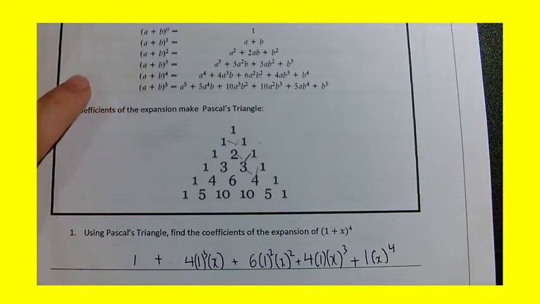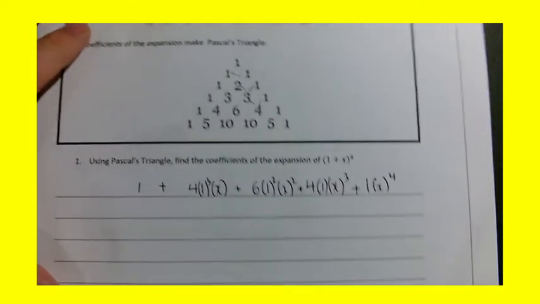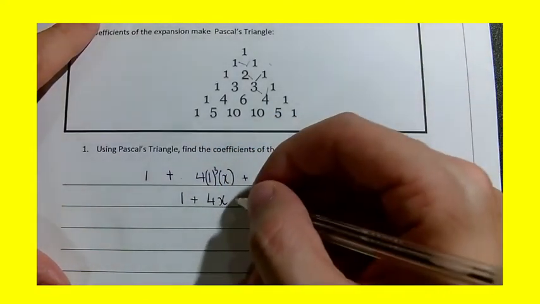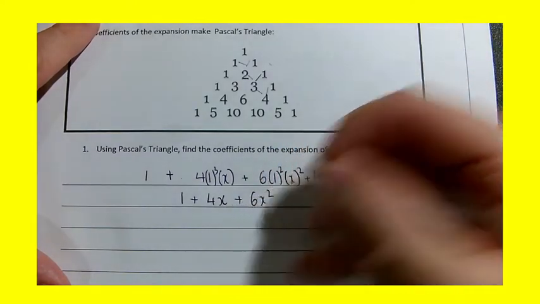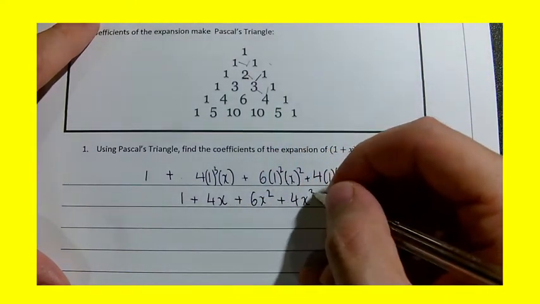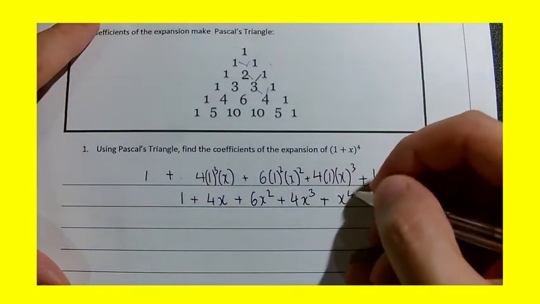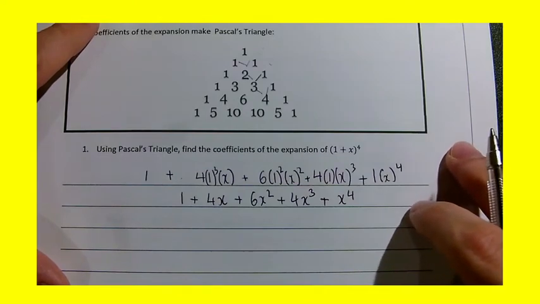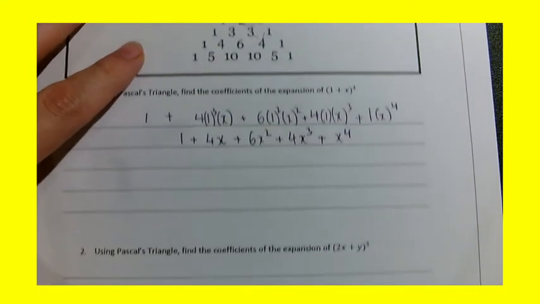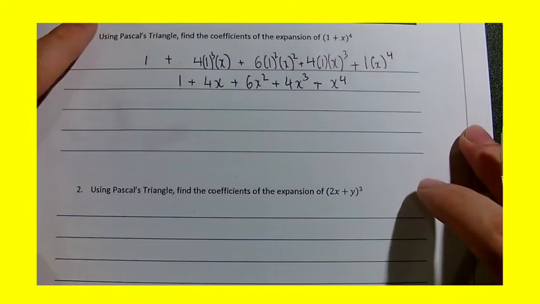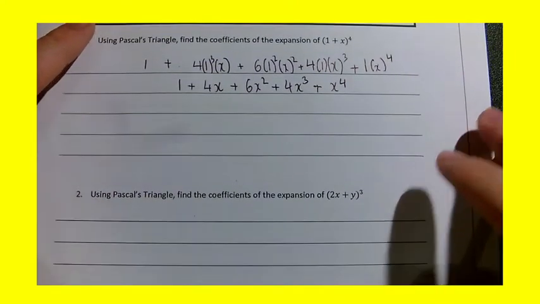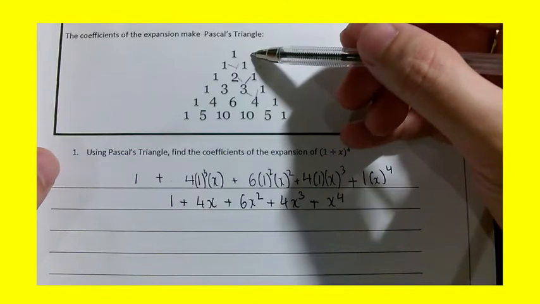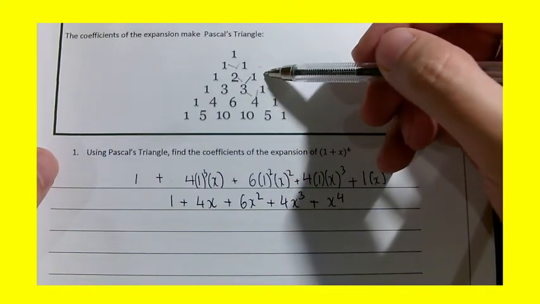Now if I were to simplify this a bit more, I'll get 1 plus 4x plus 6x squared plus 4x cubed plus x to the power 4. And that is the expansion of 1 plus x to the power 4. So let's have a go at this again. This one's slightly more difficult: 2x plus y to the power 3. Again, what I need to do is use Pascal's triangle. This is the expansion to the power 1, 2, 3.